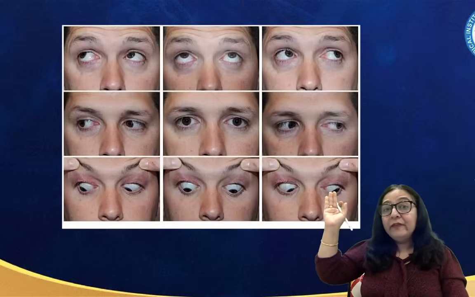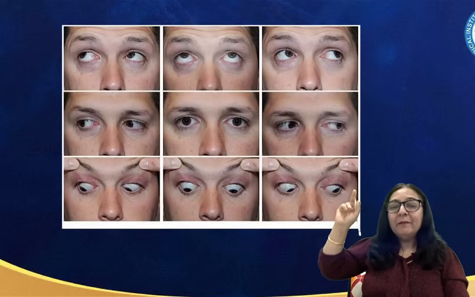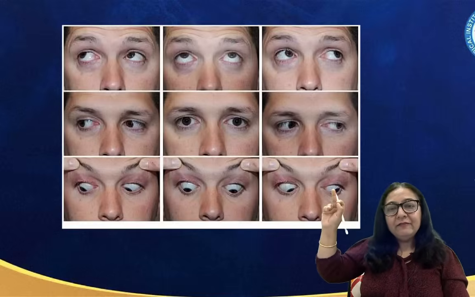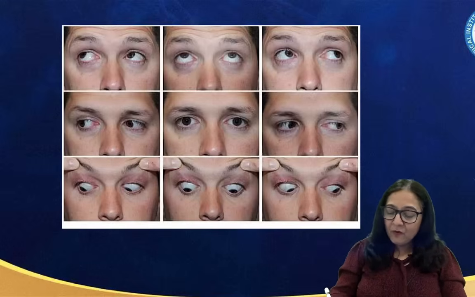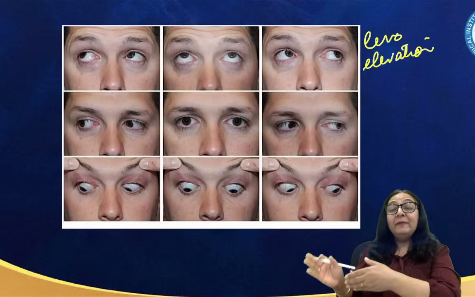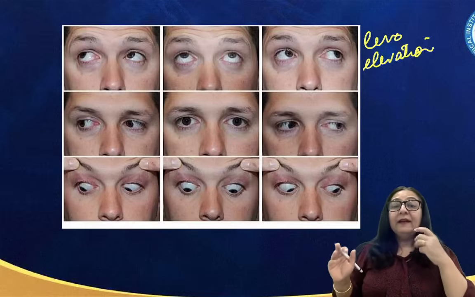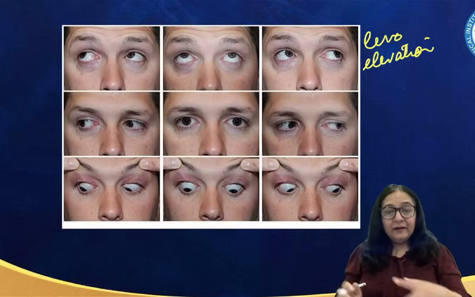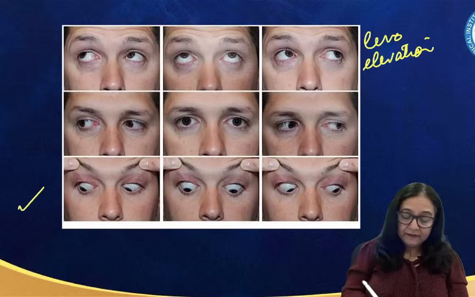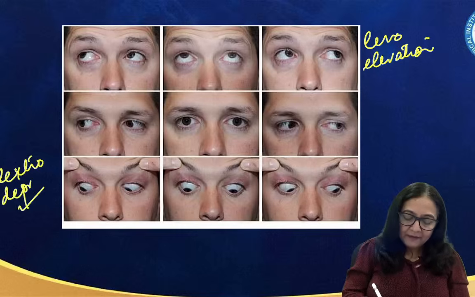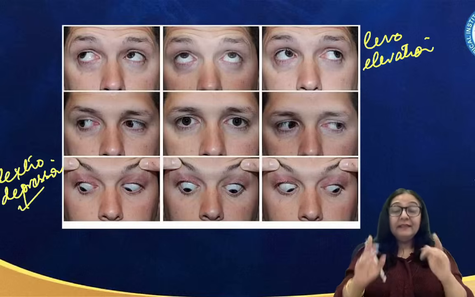So if your eye is moving to left and up, there will be a muscle in the left eye which is superior rectus and a muscle in the right eye which is inferior oblique, which is helping the eye to move left and up, which is known as levo elevation, as you are seeing here. Levo elevation. Okay. Similarly, there will be a muscle in right eye, levo depression. The levo depression will be right eye, inferior rectus, left eye, superior oblique. So this is actually dextrodepression, I wanted to say, dextrodepression. So one muscle in each eye which is moving the eye in the same direction.